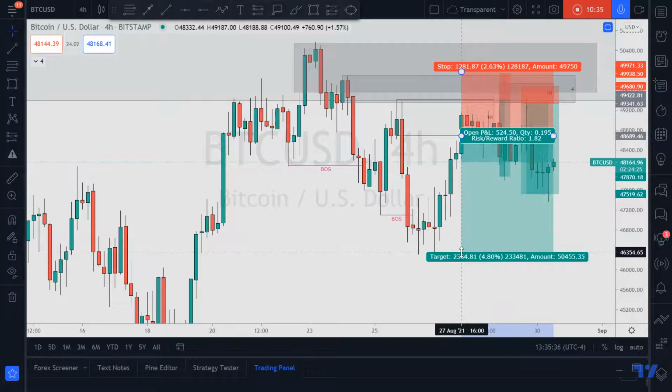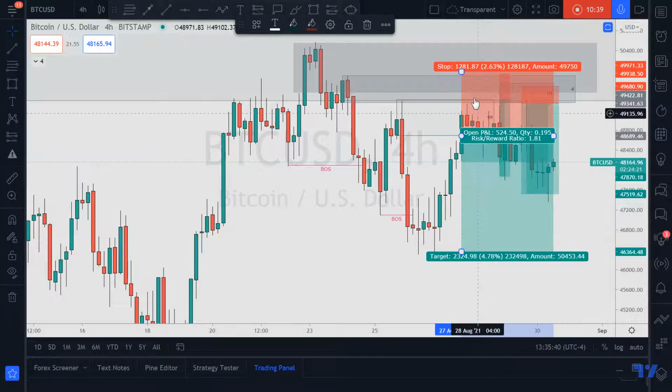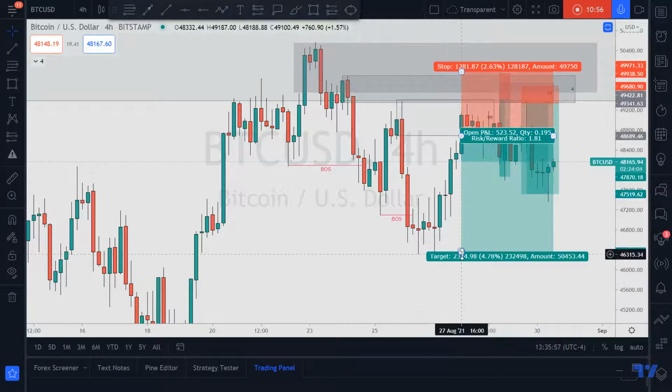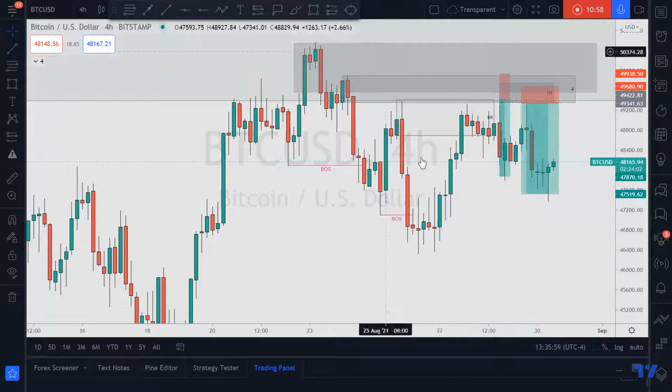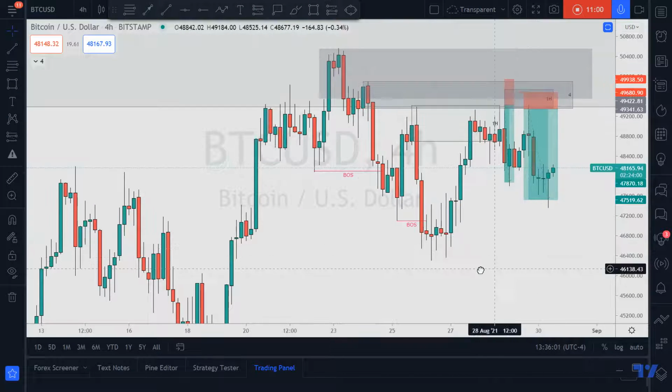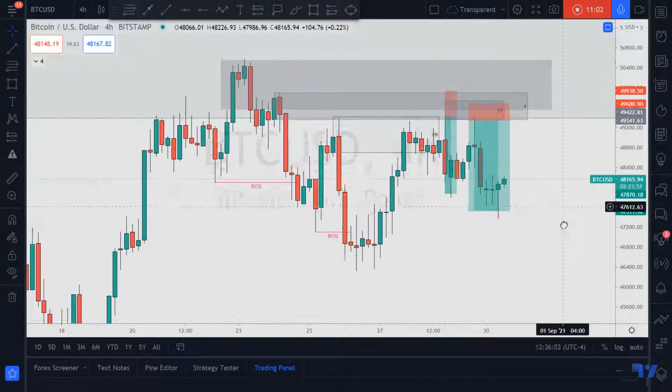And you want to target your lows here. Now, in this case, would I want to take this trade? No, because it's 1 to 1.8. It's not even a 1 to 2. I want to take the trade that is at least 1 to 3. So I wouldn't take this one, because the risk to reward isn't there.